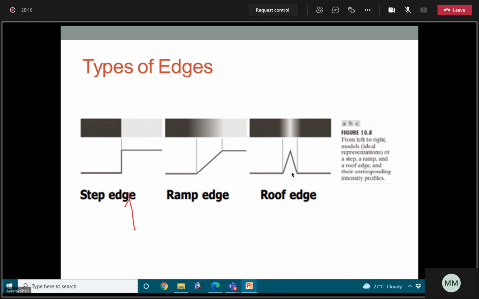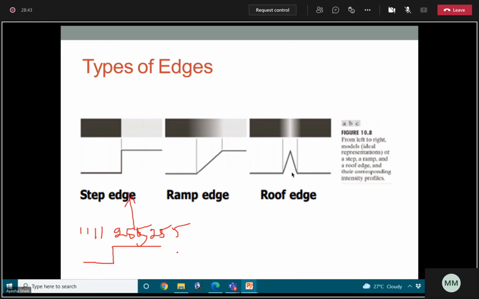We have the step edge. The step edge will look like this: immediately, we have values of 1, 1, 1, 1, and immediately it becomes 255, 250, 250. There is an immediate change.